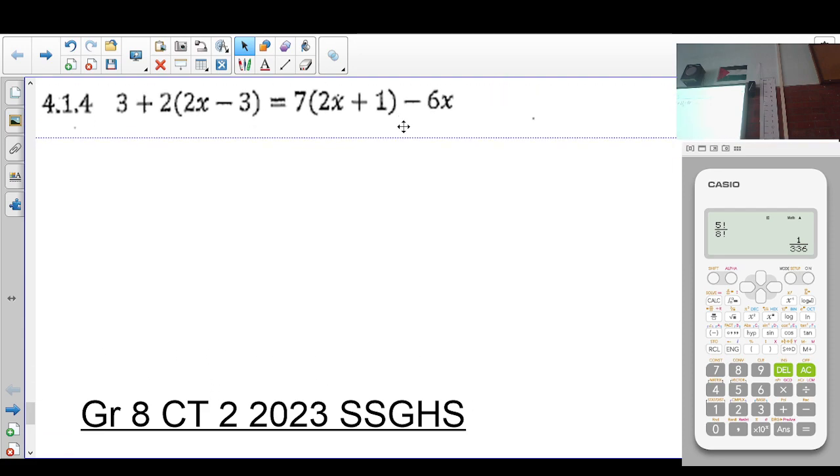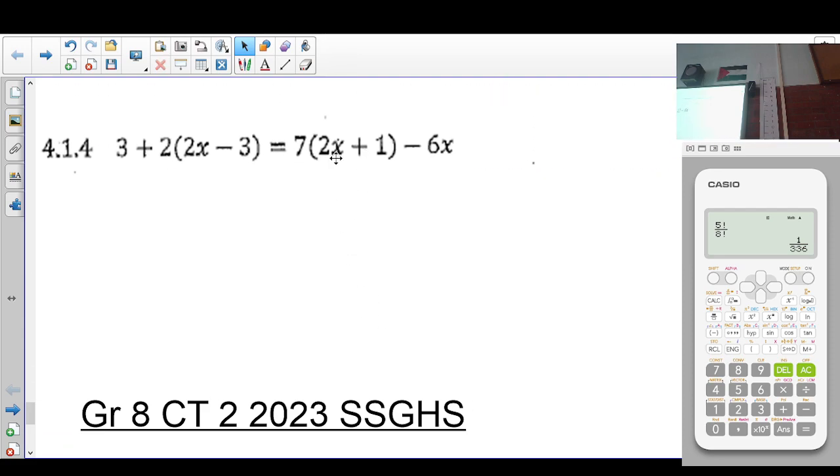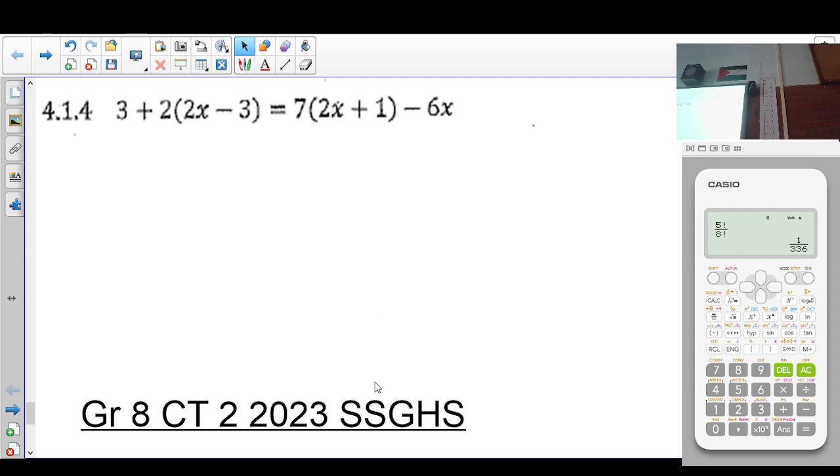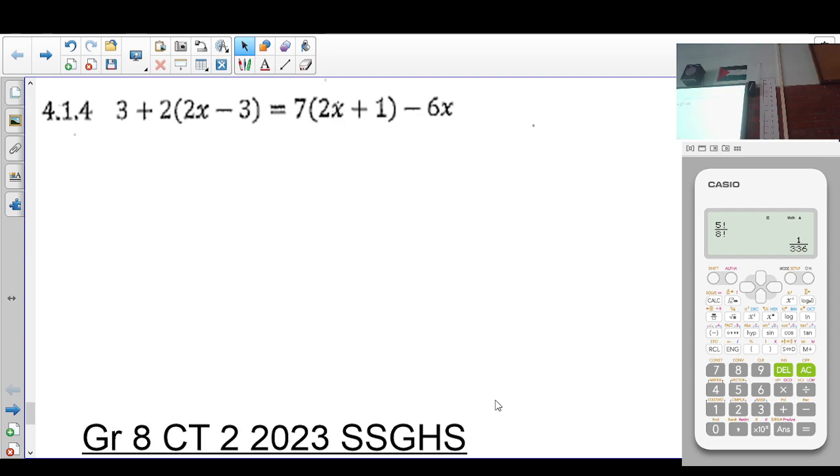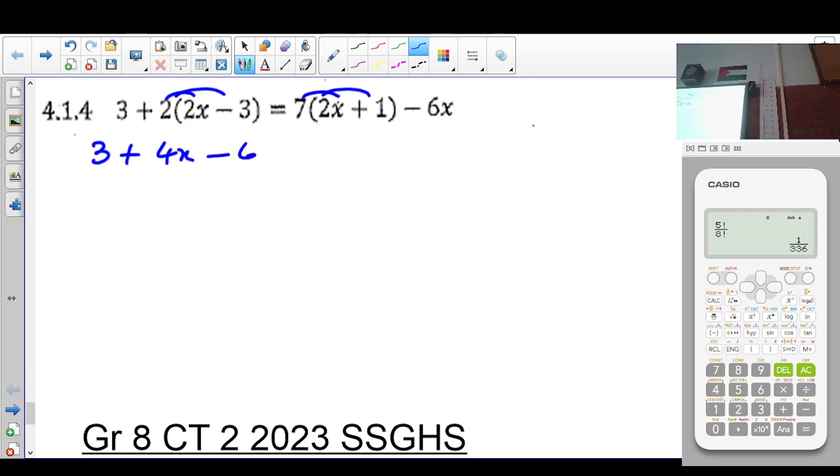Right, what needs to be done here? What needs to be done first, people? Then the brackets. So it's going to be 3 plus 2 times 2x, 4x. 2 times negative 3, negative 6. 7 times 2x, 14x. 7 times 1, 7 minus 6x.